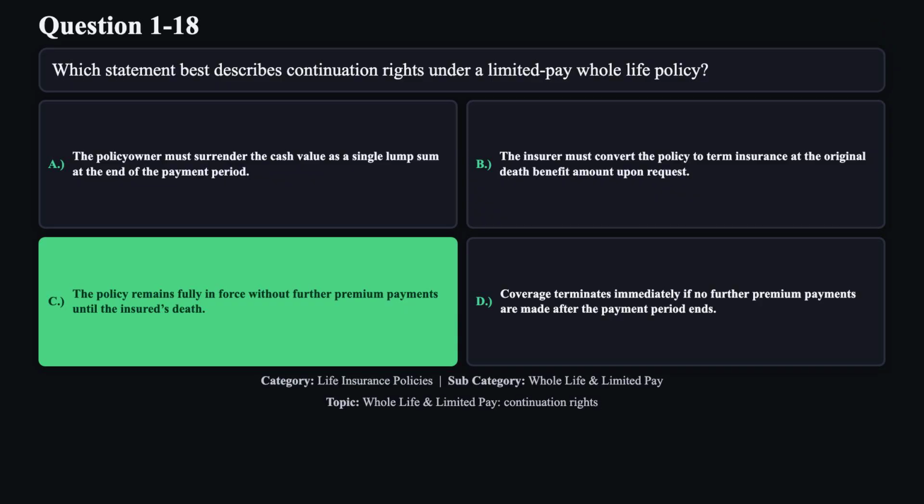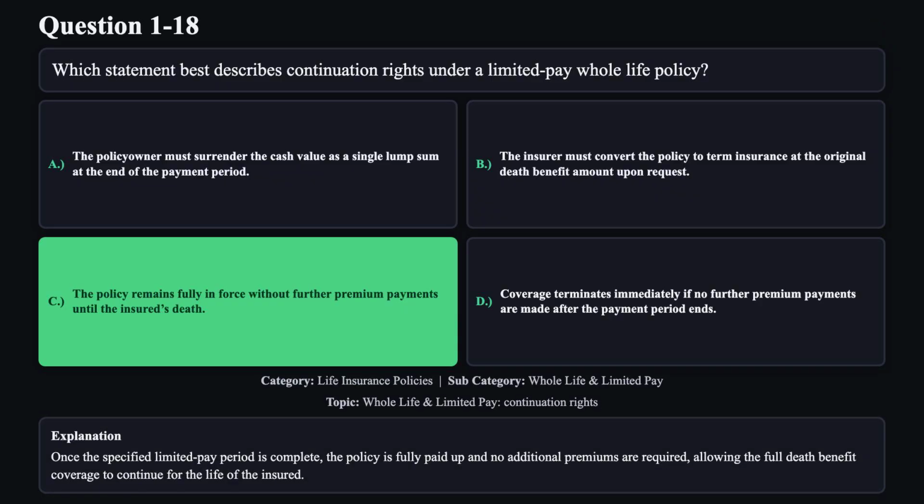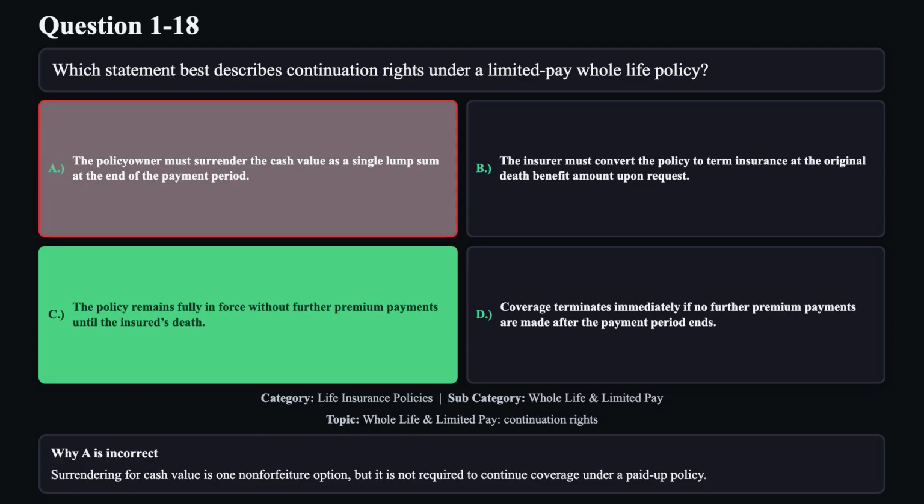The correct answer is C. Once the specified limited pay period is complete, the policy is fully paid up and no additional premiums are required, allowing the full death benefit coverage to continue for the life of the insured. Reason A is not correct. Surrendering for cash value is one non-forfeiture option, but it is not required to continue coverage under a paid-up policy.